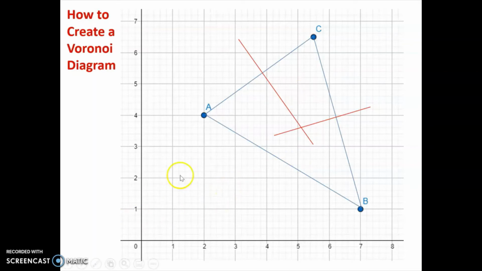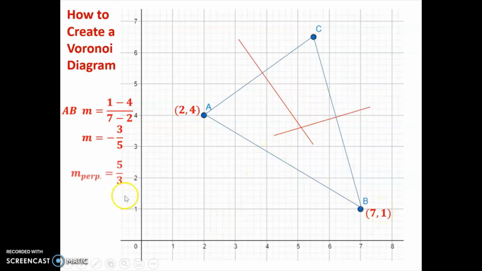So let's begin by finding the slope between A and B. Those coordinates, by the way, are 2, 4, and 7, 1. So the slope for AB must be y value minus y value, 1 minus 4, over 7 minus 2. Our slope is negative 3/5. Great. So what does that tell you about the slope of the perpendicular that you're going to draw here? Well, the perpendicular will have to have a negative reciprocal slope. We learned that in our last lesson. So 5/3. So when we draw this perpendicular in a moment, it's going to have this slope.